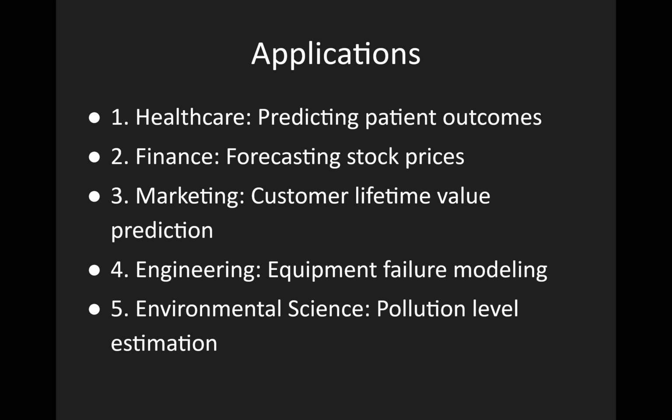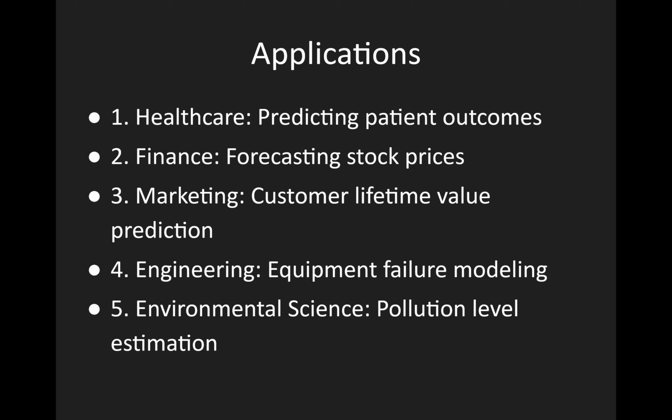predicting equipment failures. And in the last is environmental science, which can estimate pollution levels based on meteorological factors. So it can model climate change impacts. So regression models are applied across industries to optimize processes, forecast trends, and inform strategies.